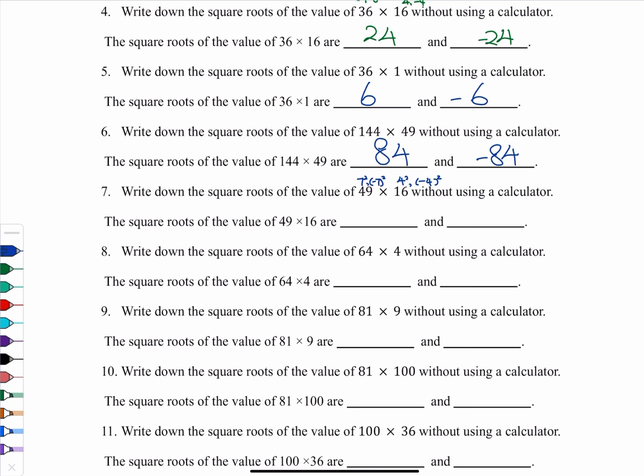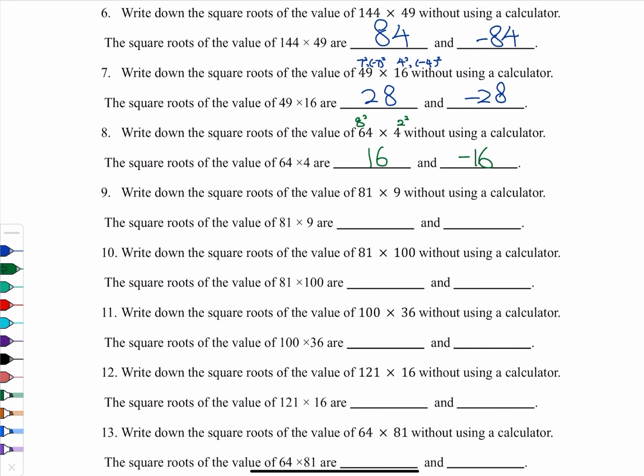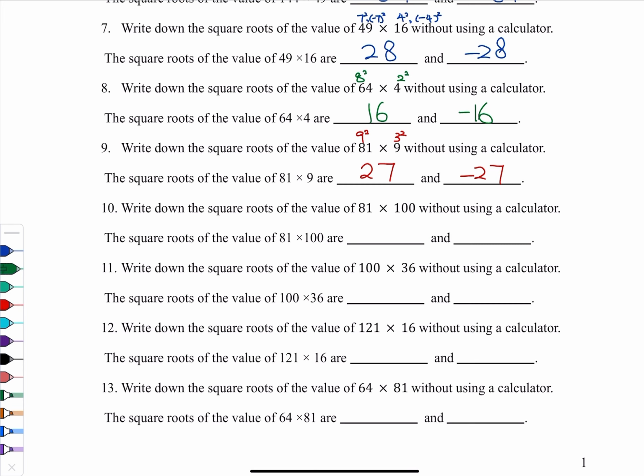So you can have the answer 7 times 4, 28, and then 7 times negative 4, negative 28. Let's just continue. And then these are 8 squares, these are 2 squares, so you have 8 times 2, 16, and negative 16. And then 81 is 9 square, 9 is 3 square, so 9 times 3, 27, and negative 27. You can click calculator, of course.